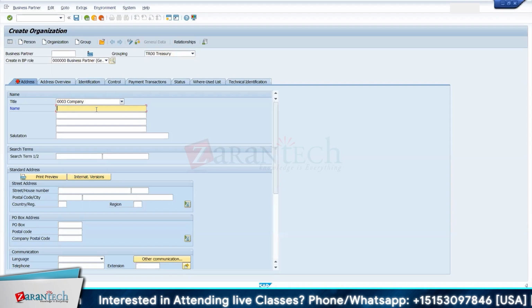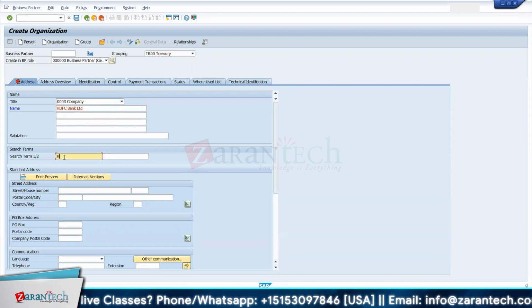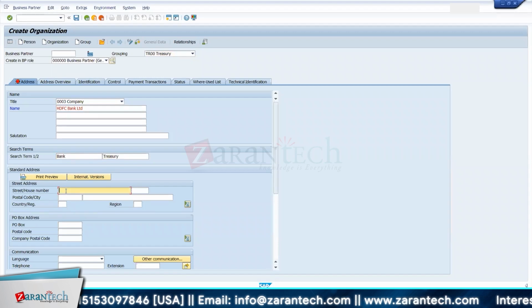So this is the general data I'm updating. HDFC Bank Limited, HDFC, this is used for search. So I can say this is bank and this is treasury. Okay. So suppose Delhi.